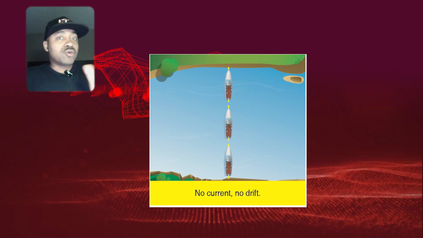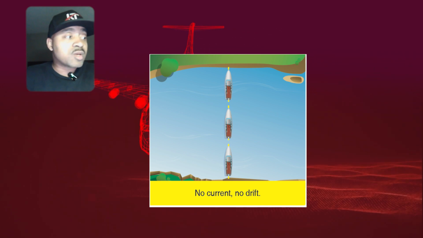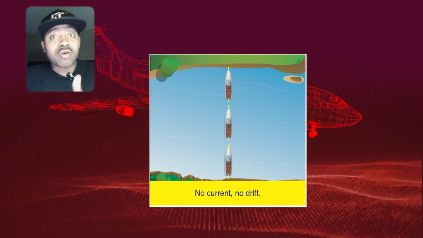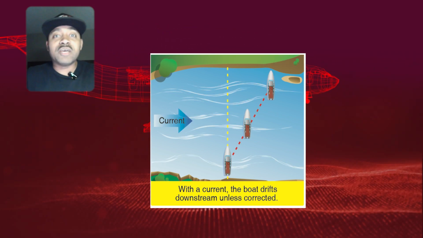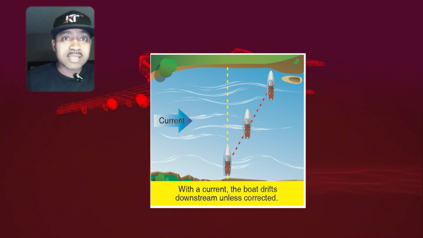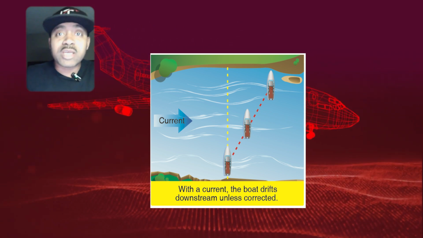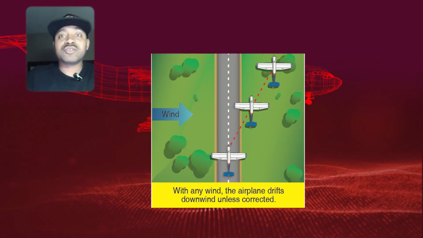If you have no drift, you can fly straight with no correction, same as boating. But if you're in the water trying to cross from one side to the other, and the river's flowing from left to right and you just point the nose at the other side of the shore, the boat's going to move to the right. No different than in an airplane, the airplane is going to drift to the right.